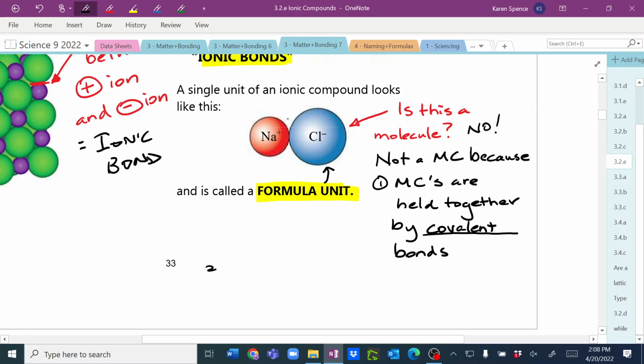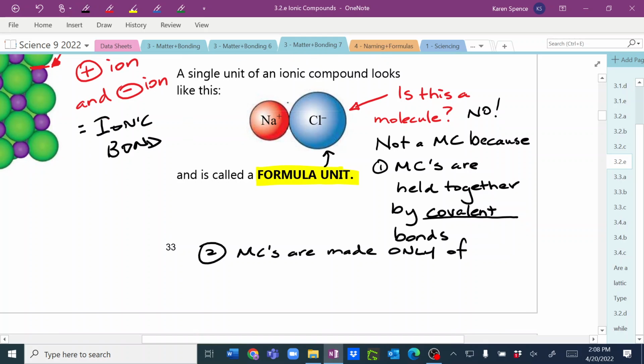Number two, molecules are made only of what kind of elements? What kinds of elements form covalent bonds? Nonmetals, only of nonmetals.